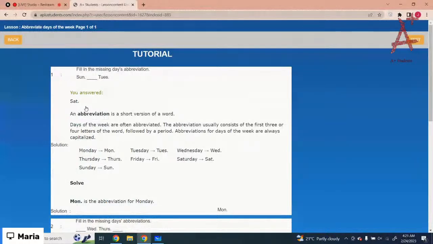Days of the week are often abbreviated. The abbreviation usually consists of the first three or four letters of the word, followed by a period. Abbreviations for days of the week are always capitalized. Like Monday, you can write MON with a full stop. Got it? Same thing you have to do with all the days of the week. You have to put the three letter name and then a full stop after the name.